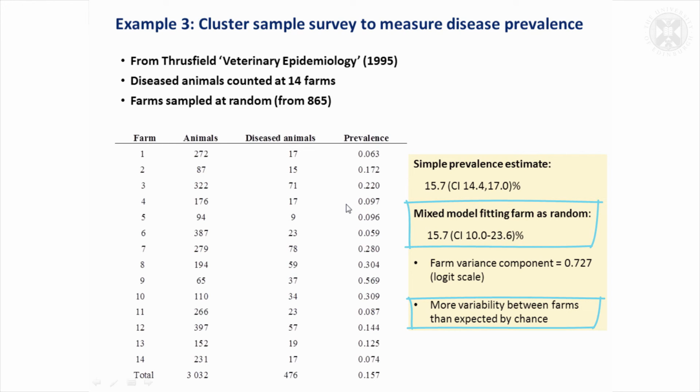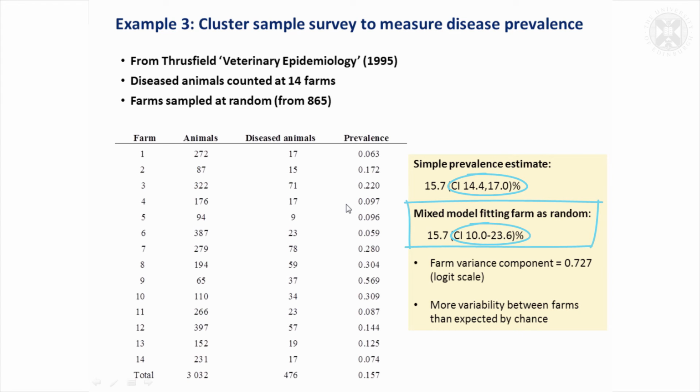If the amount of variation between all these farms was only what was expected by chance, this variance component would have been 0. So we've got a bit more than expected by chance, and that's reflected in this confidence interval, which is now a bit wider than it was before.